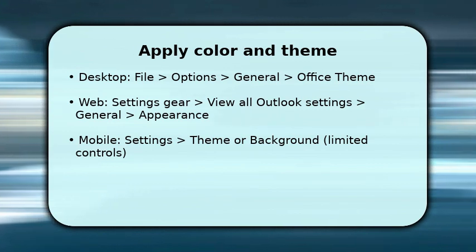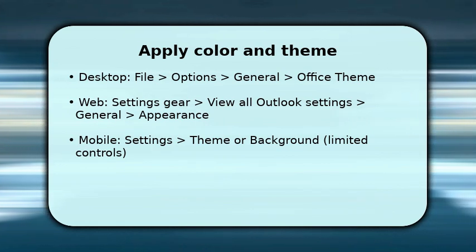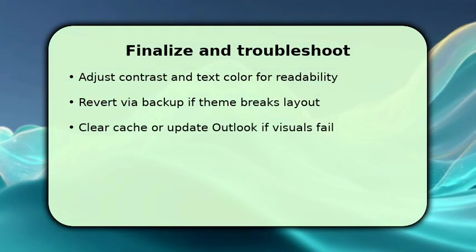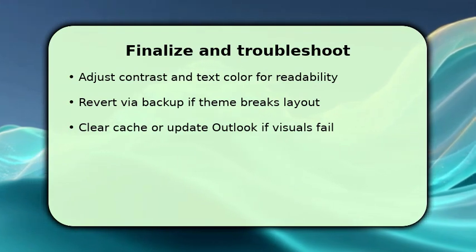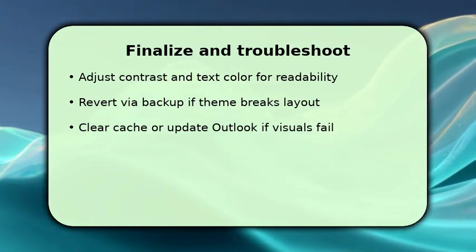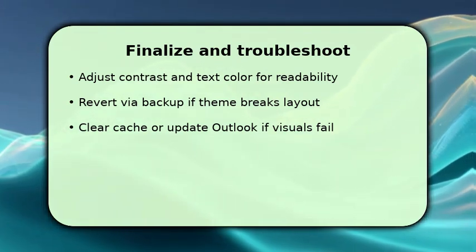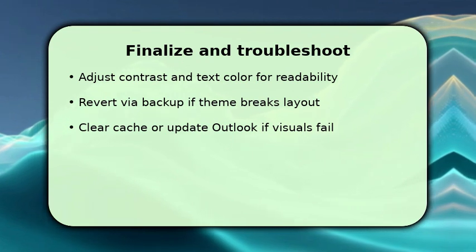Once applied, restart or refresh Outlook to ensure the color propagates across panes and message lists. Finish by fine-tuning contrast and text color so pink doesn't reduce readability. Change reading pane text colors or switch to a lighter/darker pink where needed.